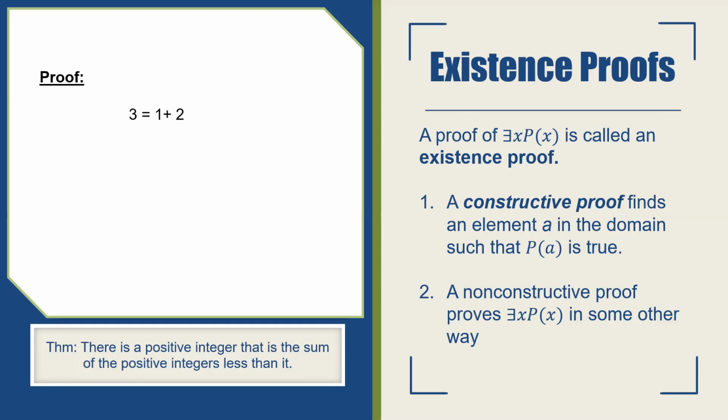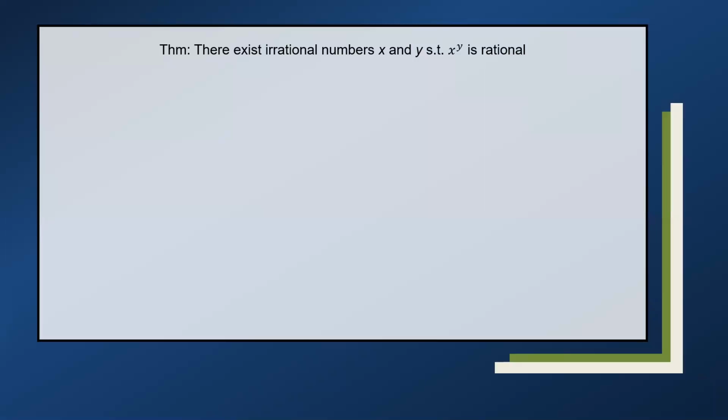The non-constructive one is way more interesting, and I think this might be one of the more interesting examples we do in the entirety of the course. So let's say there exist irrational numbers x and y, so they're both going to be irrational, such that when I take x and raise it to the power of y, I get a rational number. Now the difficulty here is that it's hard to work with irrational numbers.